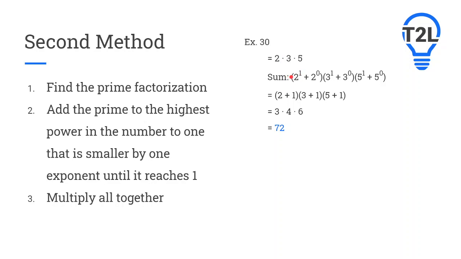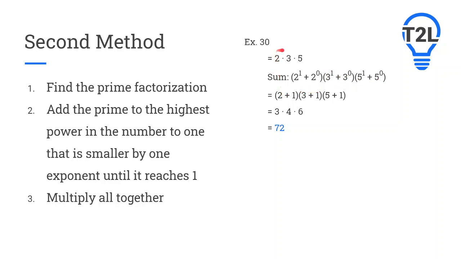And then you want to keep going, adding the same 2, but with the powers descending by 1. So it starts off with 1, but then it goes to 0. And then same thing for all the numbers. So 3 starts off with 1, goes to 0, and then same thing with 5.